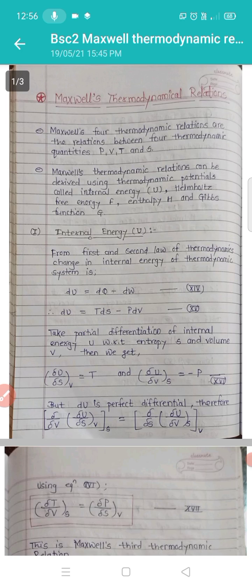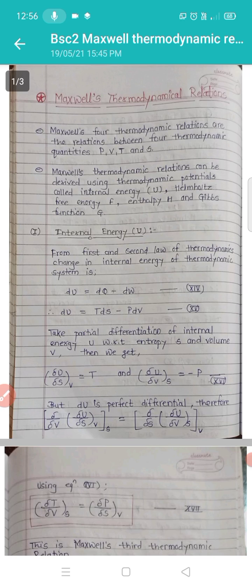Maxwell's thermodynamic relations can be derived using the thermodynamic potentials called the internal energy, Helmholtz free energy, enthalpy and the Gibbs function. Maxwell's four thermodynamic relations are the relations between the four thermodynamic quantities: pressure, volume, temperature and entropy. Okay, now we are going to learn one by one.